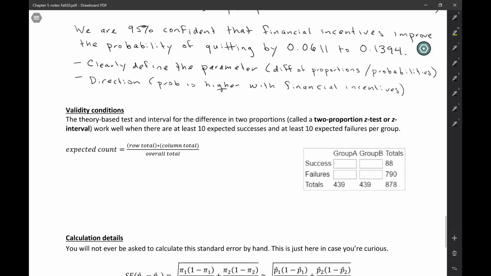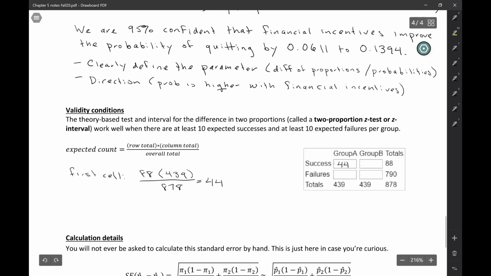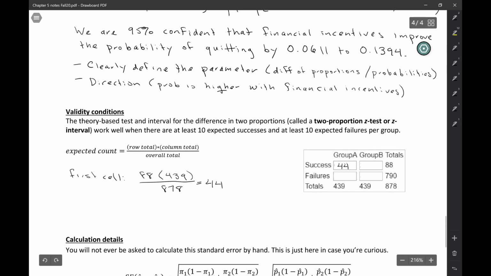So in a previous video, we said you calculate expected counts as the row total times the column total divided by the overall total. So let's do that for the first cell, the top left cell. We would do the row total, which is 88, times the column total, which is 439, and divide that by the overall total, 878, and that would give us a count of 44. So we can put 44 in here. We could use that formula 4 times to get the expected counts, or we can just subtract. So we would have the same thing in each group, and the expected number of failures would be 395 in each group.